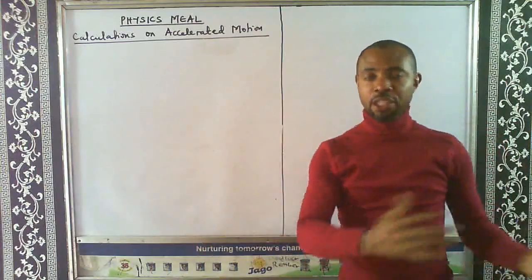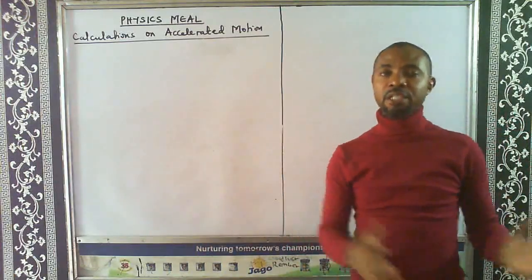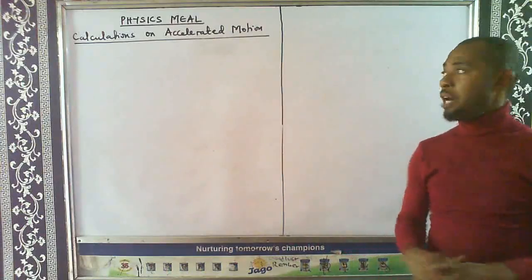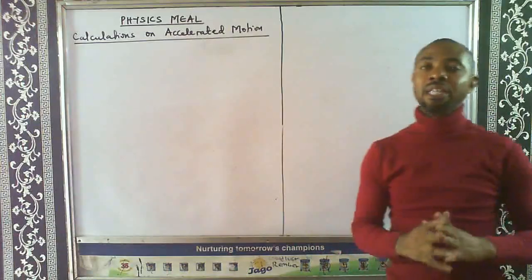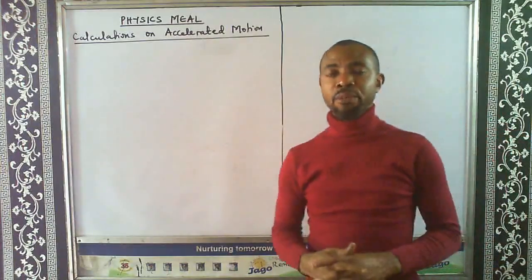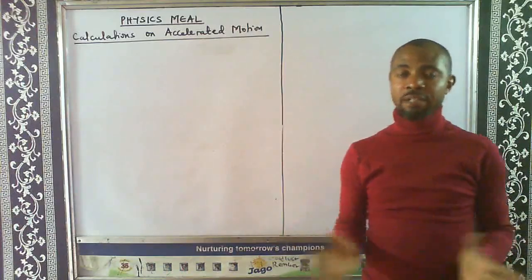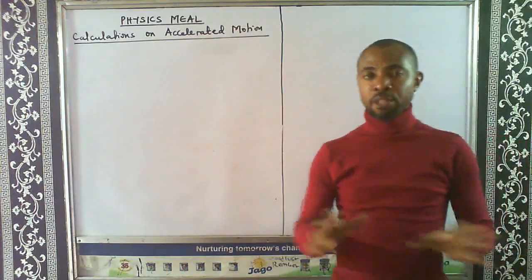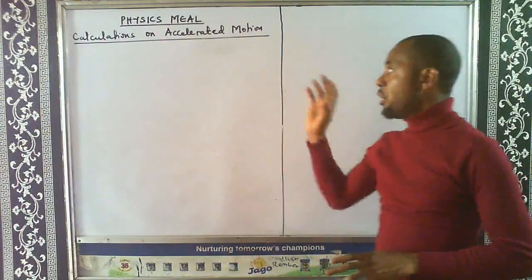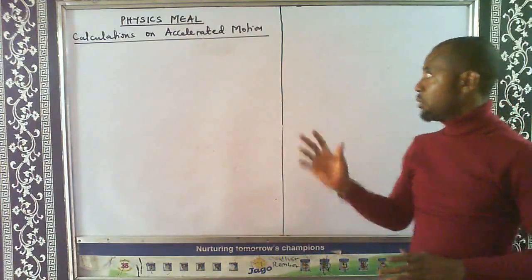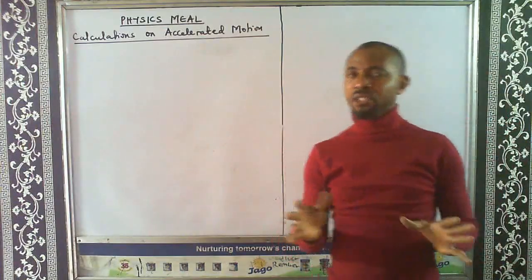Like I said earlier, our business is on calculations on accelerated motion. Remember, motion is the change in position of a body with reference to time. So once a body changes its position, motion has taken place. Now, in accelerated motion, there are two methods of carrying out calculations. One is the analytical method and two is the graphical method. In the analytical method, we use equations of motion, while in the graphical method, we just use graphs. But our business today is on the analytical method, where we are going to use equations of motion in carrying out calculations.